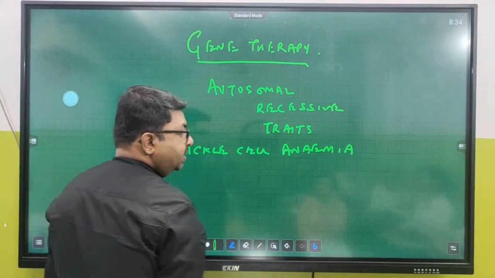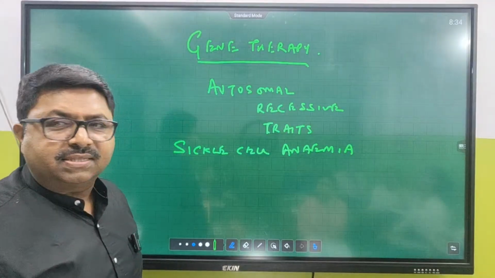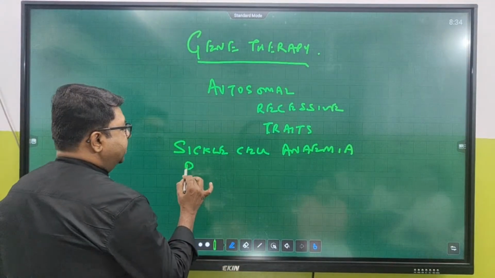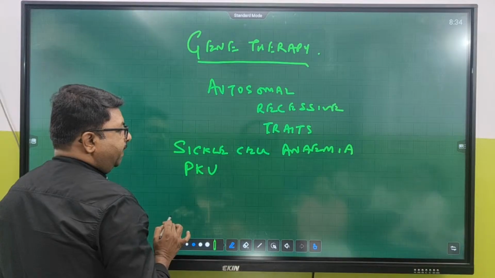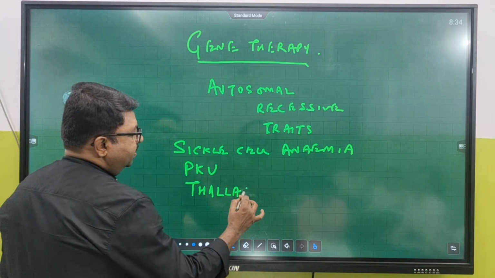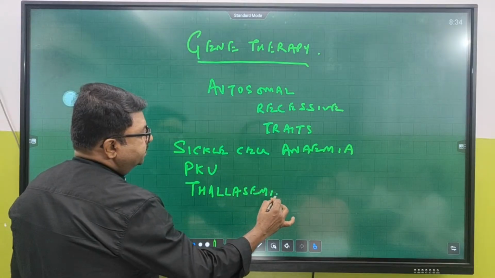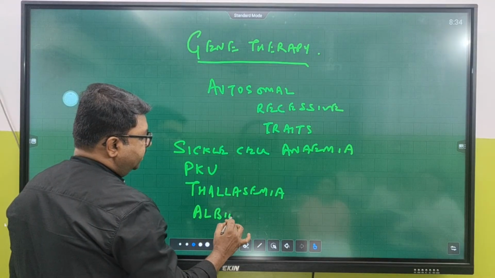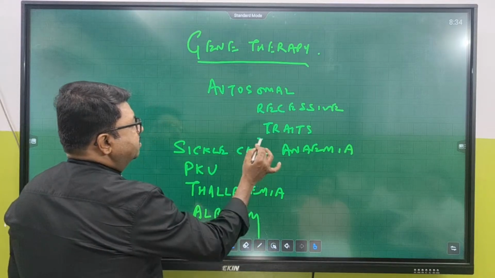Hemophilia. Do you think hemophilia is...? It's a sex-linked disease. Phenylketonuria. Very good. Then you're missing one most important: Thalassemia. Albinism also comes under this. These are examples of autosomal recessive.